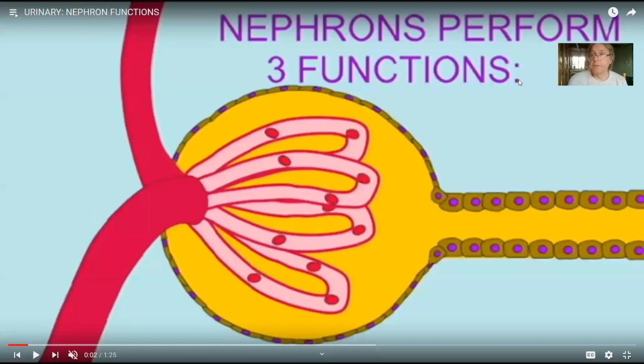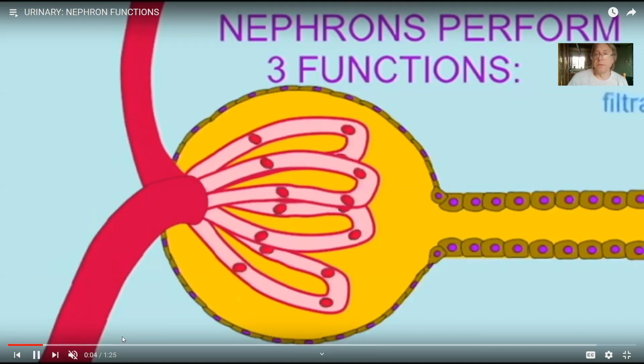The physiology of the urinary system revolves around the physiology of the nephron, given that the nephron is the functional unit of the kidney, and the kidney is the main organ in the urinary system. So what does the nephron do? Well, three things. The renal corpuscle accomplishes one of the three tasks.